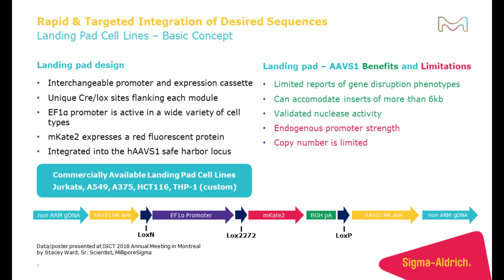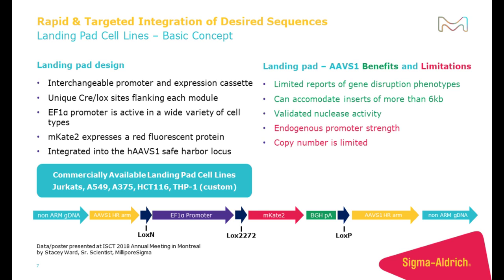And so the basic concept with landing pad cell lines is that we provide a readily interchangeable set of cassettes that are integrated into a variety of biologically relevant cell lines. One of those is Jurkats, like I mentioned, and then the others are A549s, A375s, HCT116s, and, on a custom basis, THP1 cells. These are biologically relevant cell lines for different cancer types and are good cell models for a number of oncology studies.